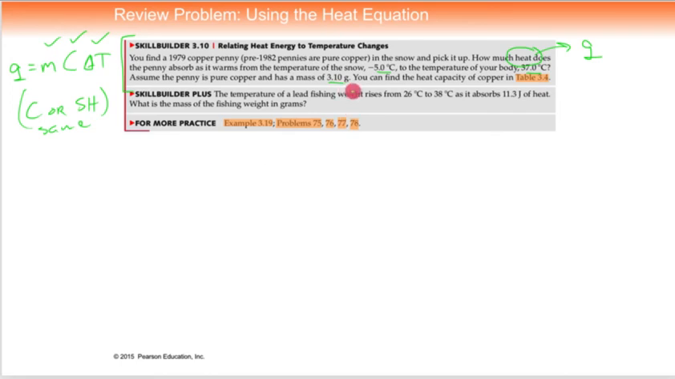Okay, so the mass is given to me directly. That's good. So there's the mass. And then for the temperature, what you see here is the copper penny is warming up. Okay, so it's going from negative 5 degrees Celsius up to 37.0 degrees Celsius. And let's just take the temperature separately here. Let's talk about that delta T.